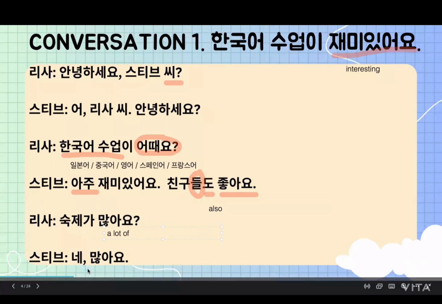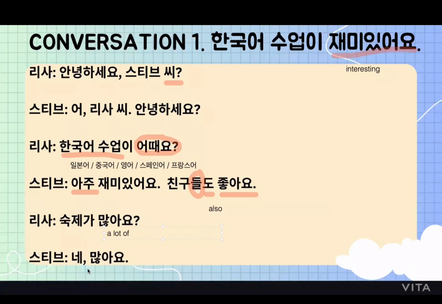그쵸? 자, 여러분, do you feel we have 숙제가 많아요 in our class? I hope you can say 괜찮아요. It's okay. I hope so. 그쵸? 자, 여러분, 그래서 please remember what we just learned now.